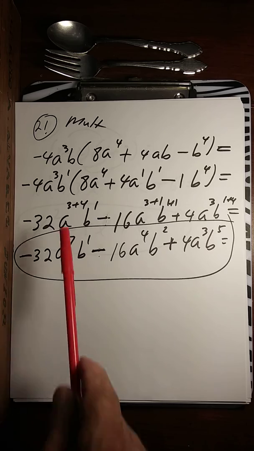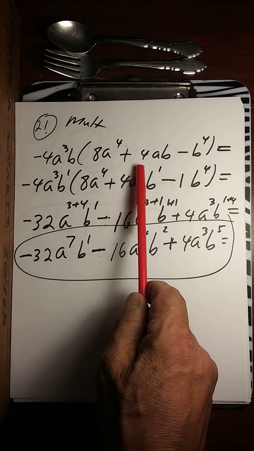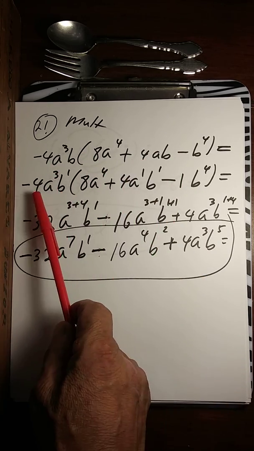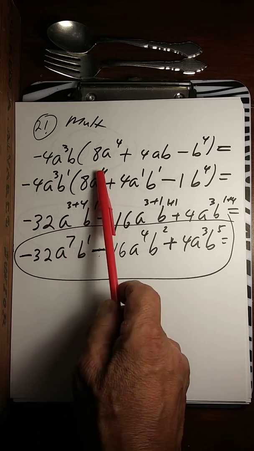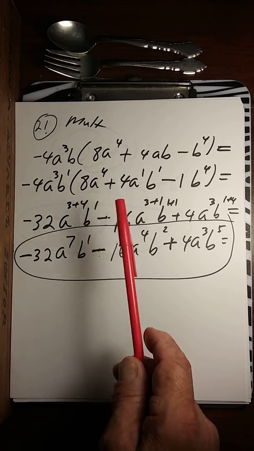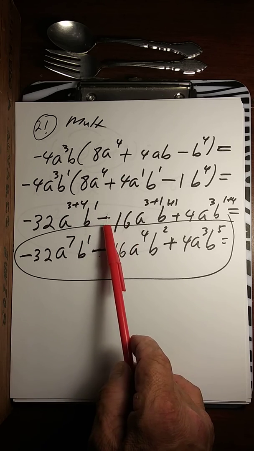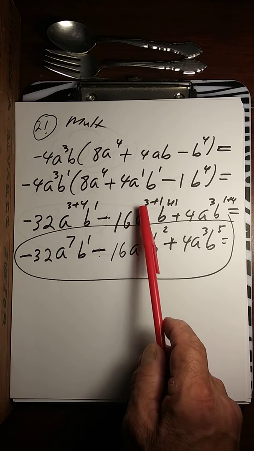Alright. Multiply this times that one. Put a 1 there. Put a 1 there. Put a 1 there. Just to make it easier. That turns out negative 32. 3 and 4, add them. 1 by itself. That turns out is negative 16. A to the 3 plus 1.